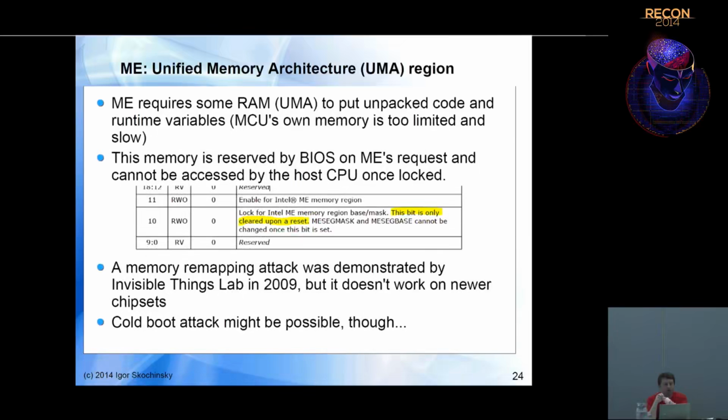However, there was a bug in the memory remapping functionality of the chipset, and in 2009, Invisible Things Lab found a way to hijack this memory remapping to get access to the ME region and to get read-write access to it from the host CPU. And they used it to inject their own code into the ME and to do some things.